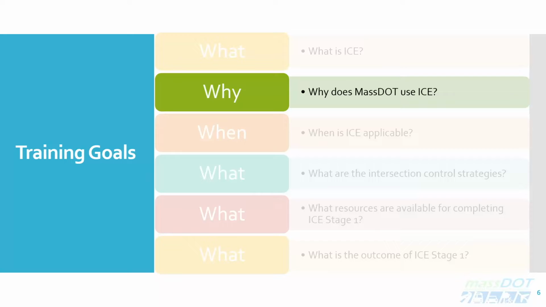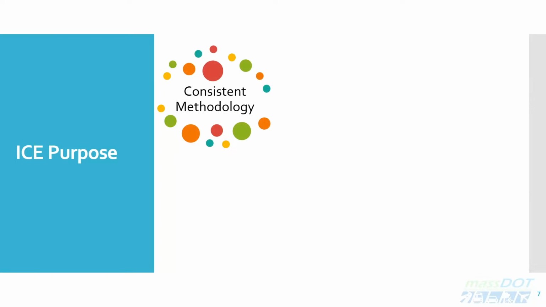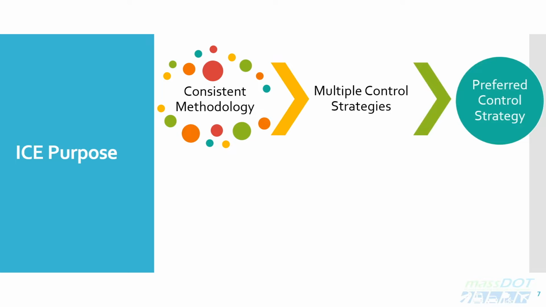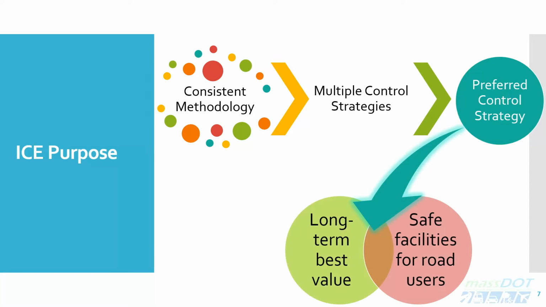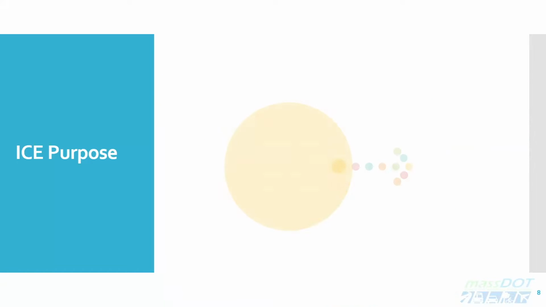The next training goal to cover is, why does MassDOT use ICE? The primary purpose of an intersection control evaluation, or ICE, is to provide a consistent methodology to compare multiple intersection control strategies and select a preferred control strategy when planning a new intersection or modifying an existing intersection. The main goal of the preferred control strategy is to provide the overall long-term best value while providing safe travel facilities for all road users.